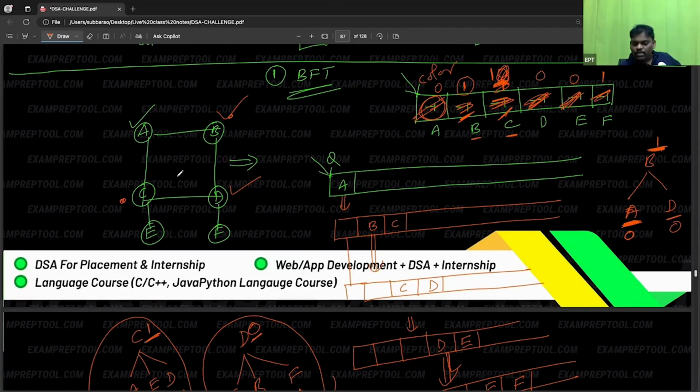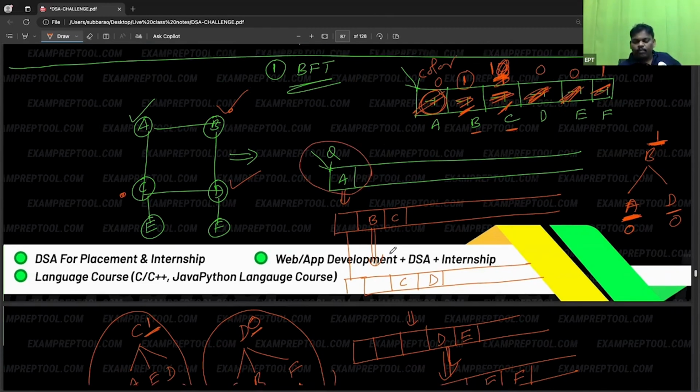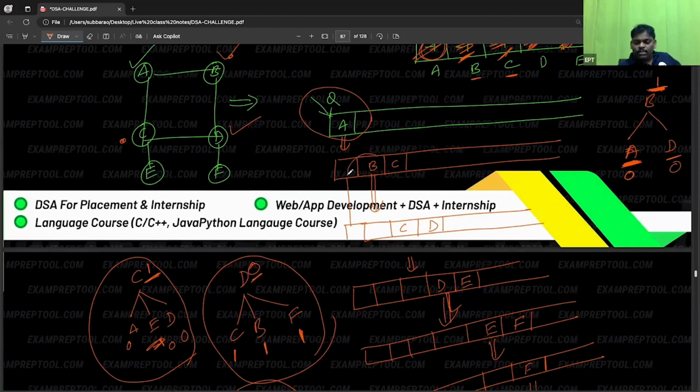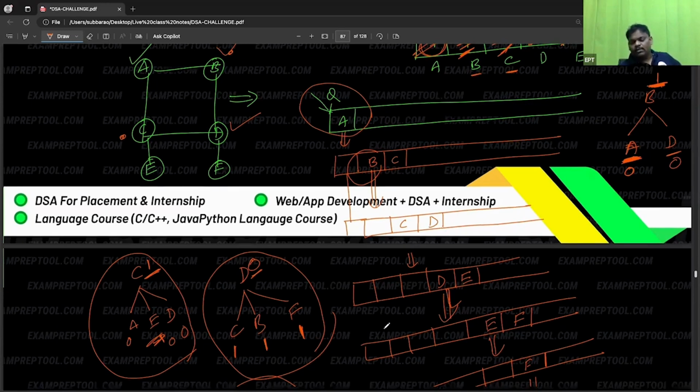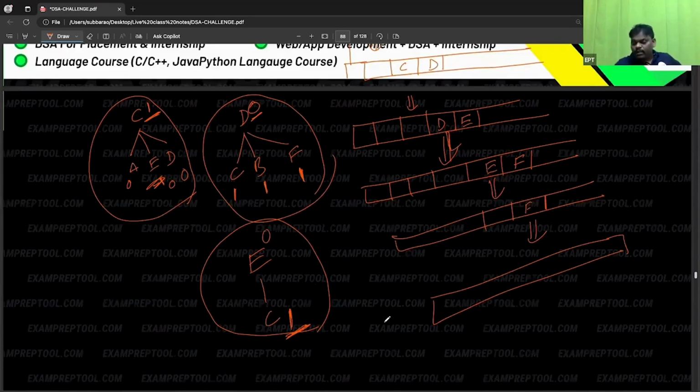A followed by A's adjacent, what? BC. See, A went out, their children B, C came. Right? B went out, their children, which are new people, D came. Actually, B adjacent is going to be A, D. A is already completed, so no need to take the same person again and again. So graph traversal: BFT, DFT.